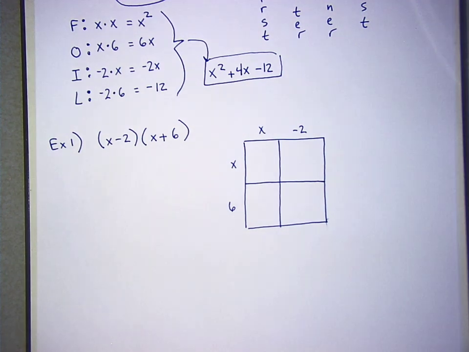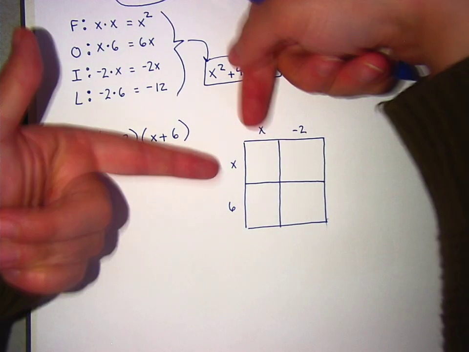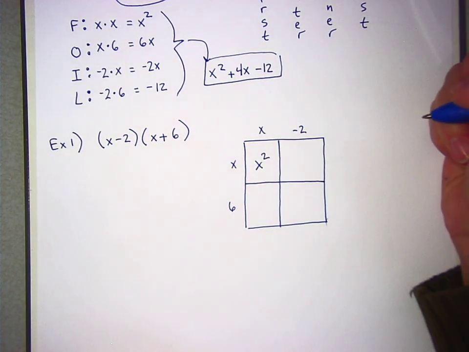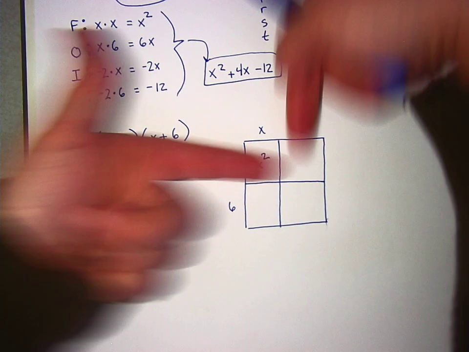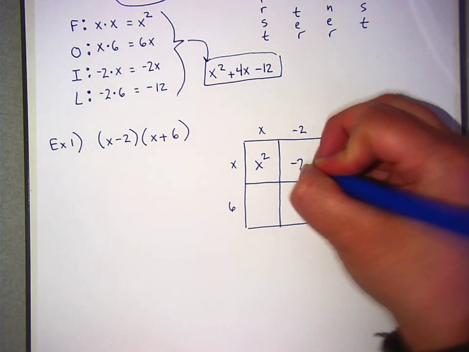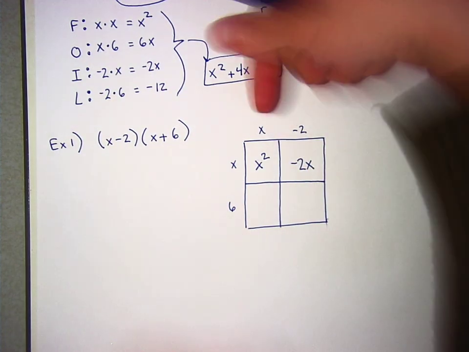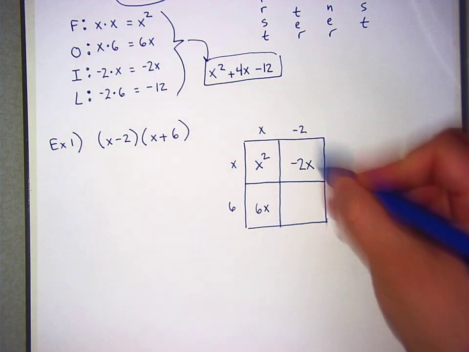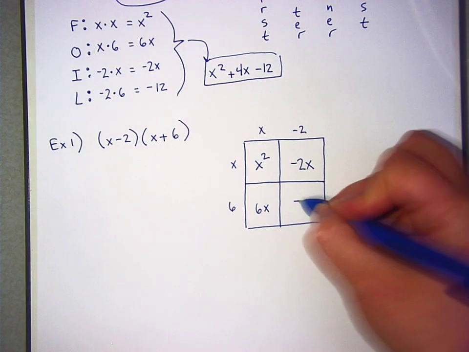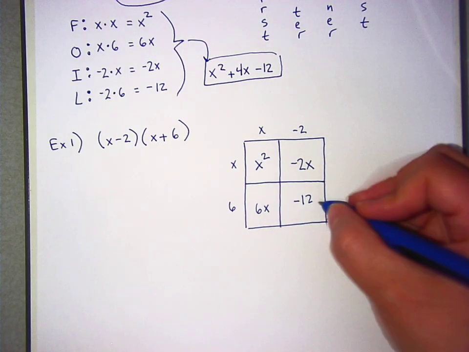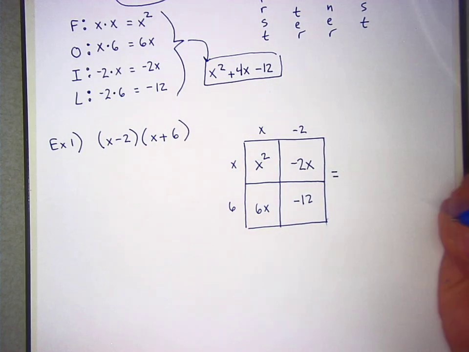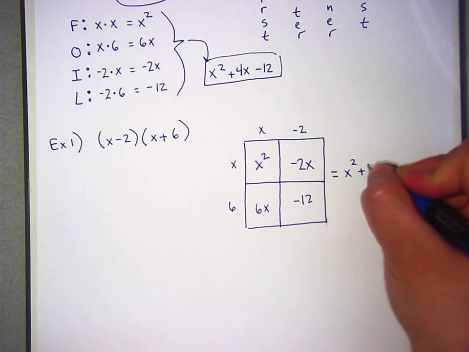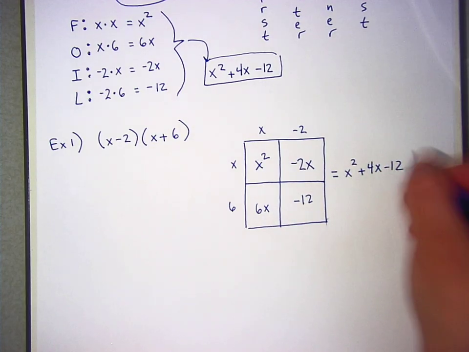And then to figure out what goes in the boxes, you take whatever's on top and then whatever's on the side. So this one is x times x, which is x squared. This one is negative 2 times x, which is negative 2x. This one is 6x. And what's this one? Negative 12, which would be negative 2 times 6. And then when you write your final answer, the x's go together, so this is x squared plus 4x minus 12.